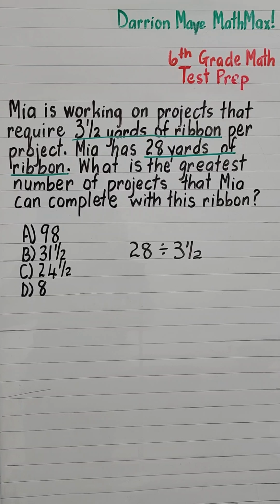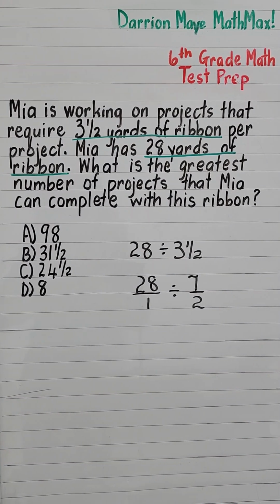And our first step in dividing whole number, fractions, and mixed number is to convert the mixed number to improper fraction. So 28 is 28 over 1, and 3.5, which is 3 and 1 half, is equal to 7 over 2.